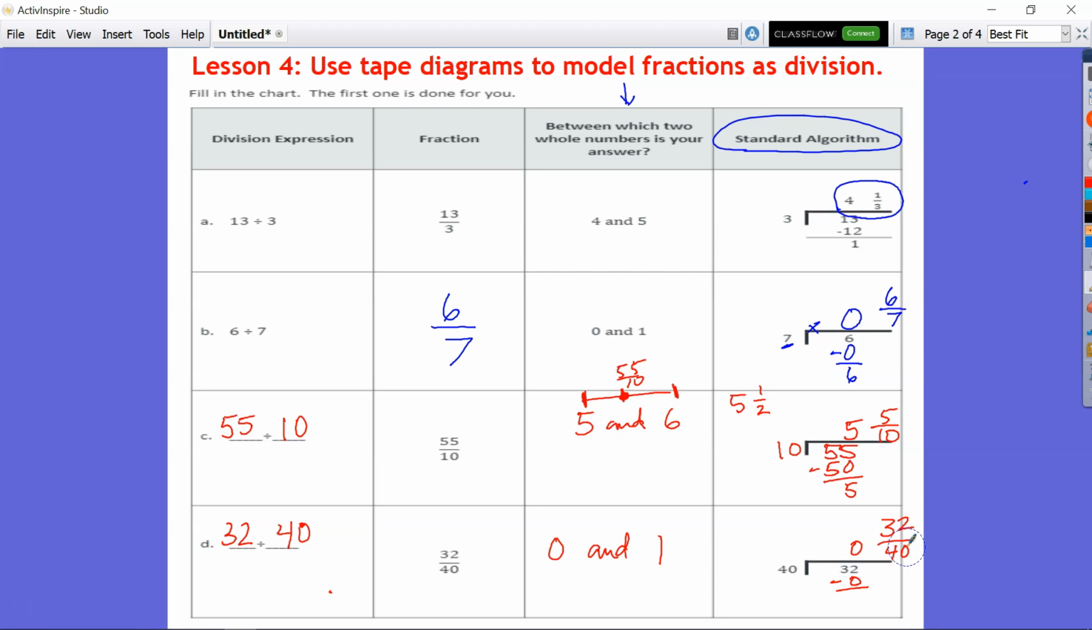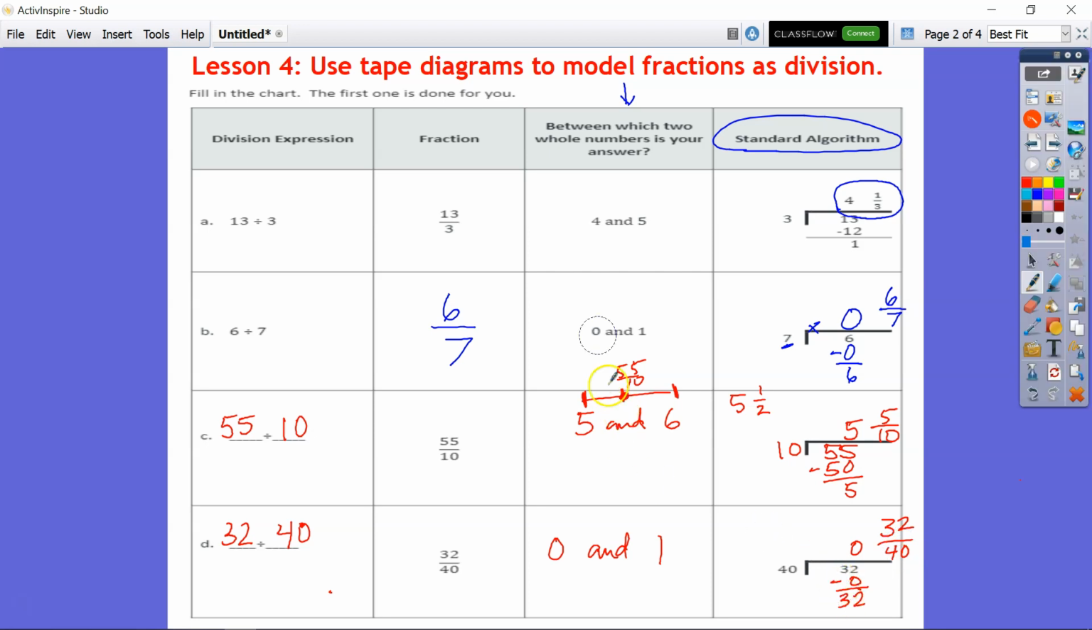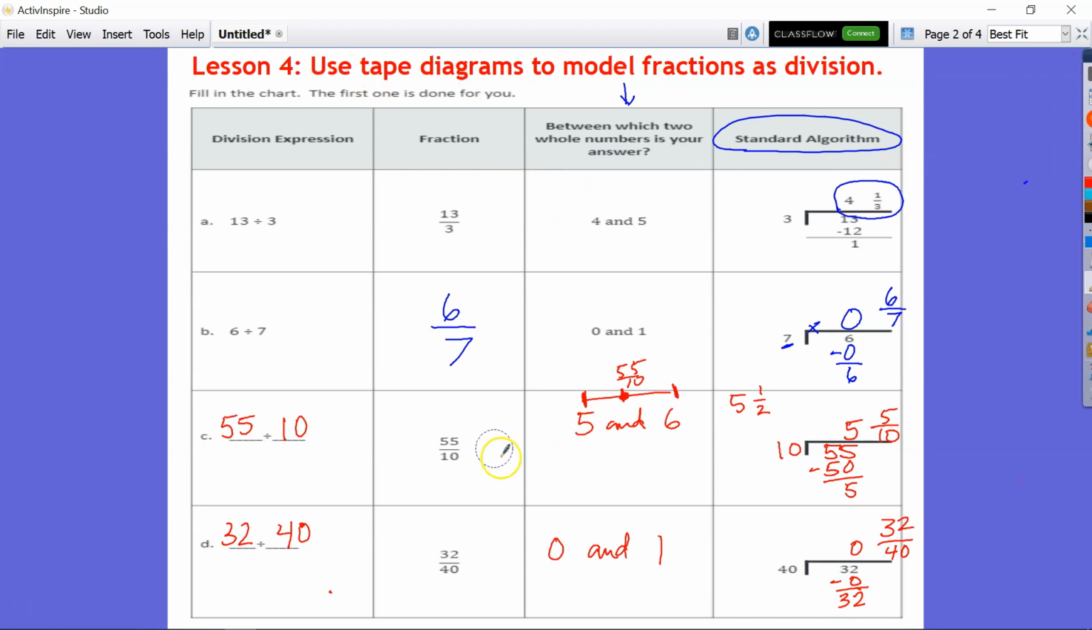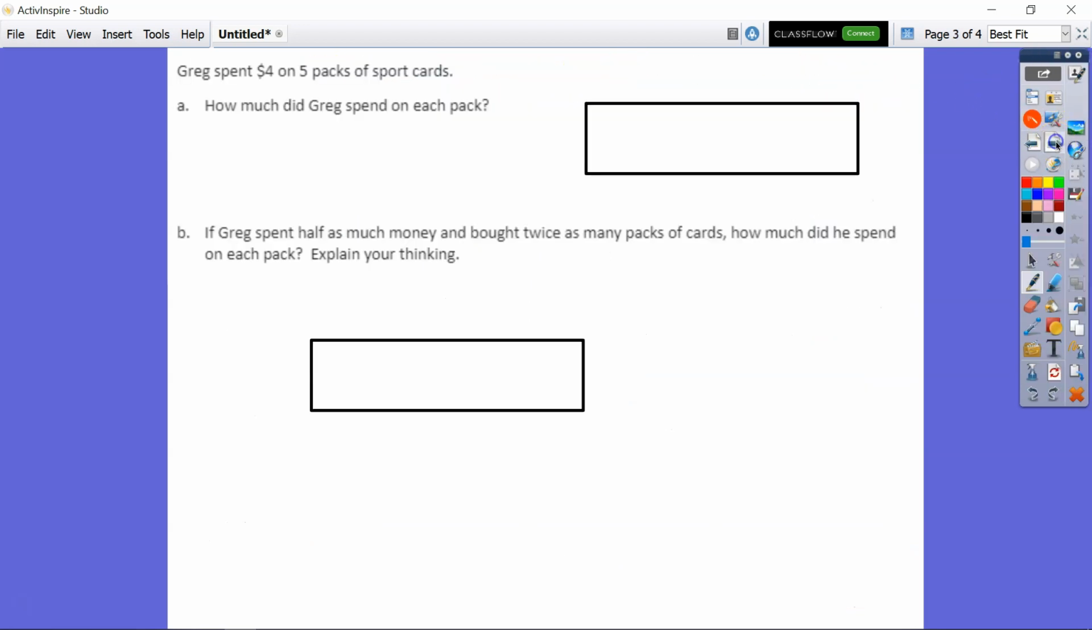That's what our standard algorithm would look like. All right, moving on to the next page, and this is where our objective is going to come into play. Like I said, this was more of a review of lesson 3, and then we're going to use our tape diagrams for the remaining problems.